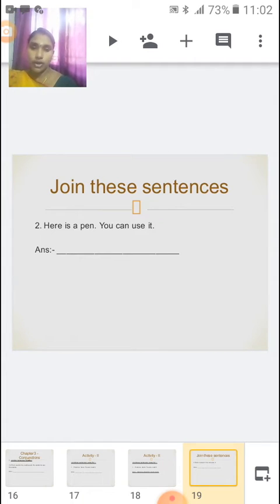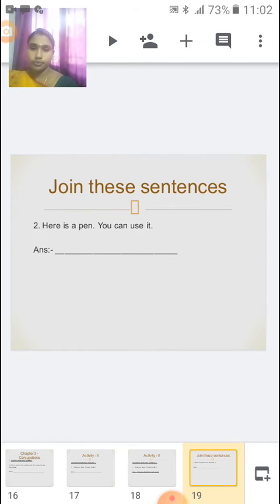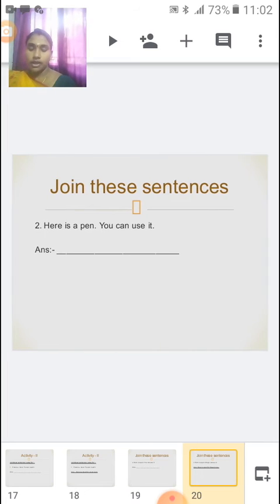So how are you going to join these sentences? Using the word for, right? So when you join these two sentences, you get a single sentence which has the same meaning. That is, here is a pen for you to use.